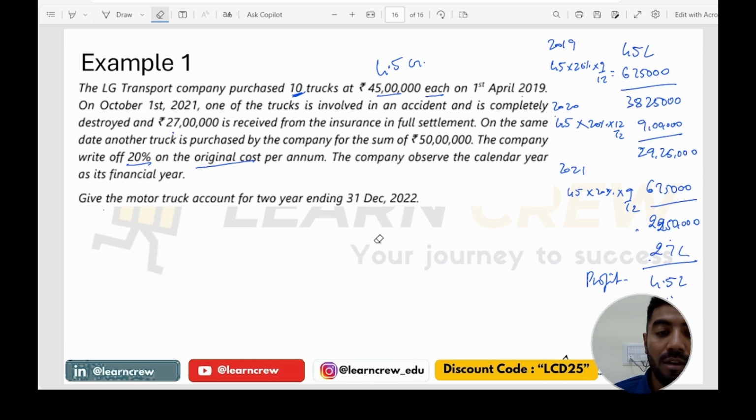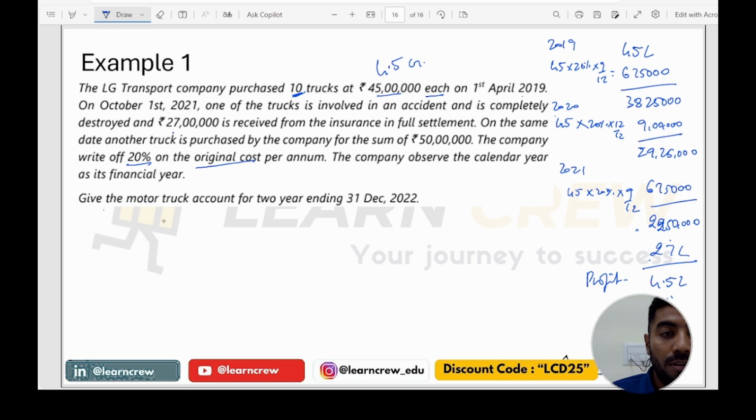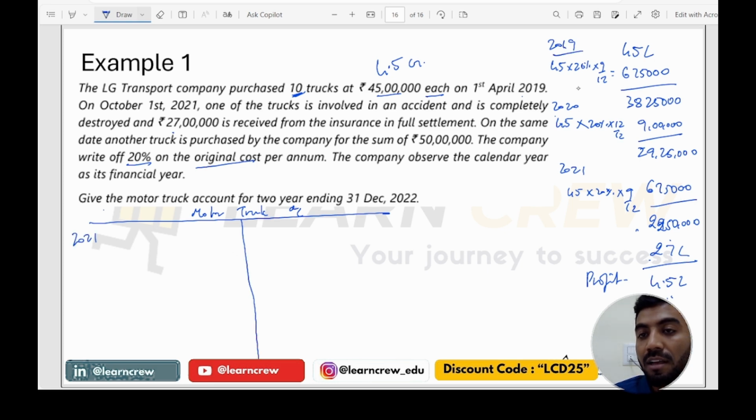So now we'll be preparing the account. They're asking for the motor truck account. Basically, we need the balance for 2021. This is 2019, 2020, and this is for 2021. This balance is 29 lakh 25,000. This is for one asset, so for 10 assets it will be 2 crore 92 lakhs 50,000.